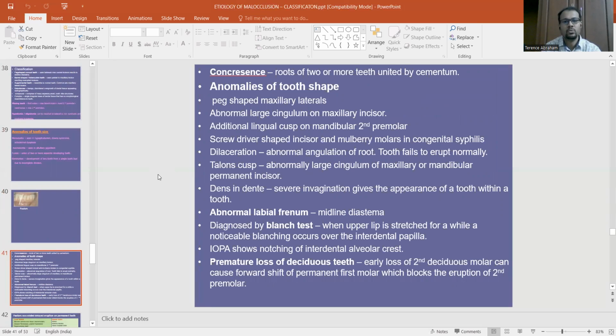Then anomalies in tooth shape, like peg-shaped laterals, abnormally large cingulum, additional lingual cusp in the mandibular second premolar, screwdriver-shaped incisors seen in congenital syphilis, talon cusp, dilaceration that is a bend in the root, dens in dente, then abnormalities in the labial frenum. High labial frenum is commonly diagnosed by using the blanch test or by taking an IOPA.